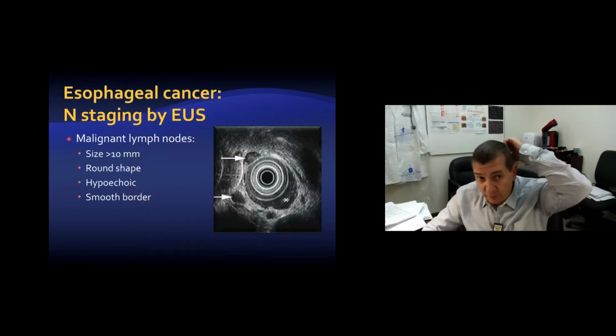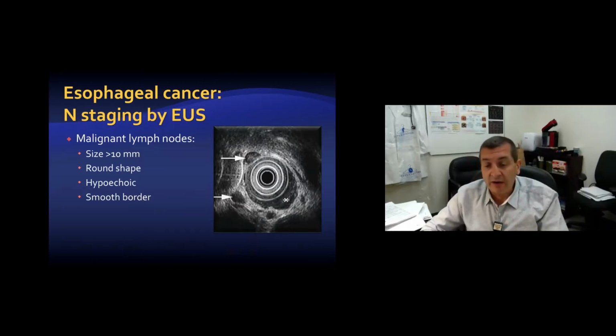It is also useful in N staging. Whether you do a biopsy or not, there are criteria you look at to decide whether a lymph node is more likely malignant. One is if it is more than 10 millimeters, then if it is round in shape versus oblong, and if it is hypoechoic with smooth borders. If all these features are present, you can tell the lymph node is malignant even without biopsy.